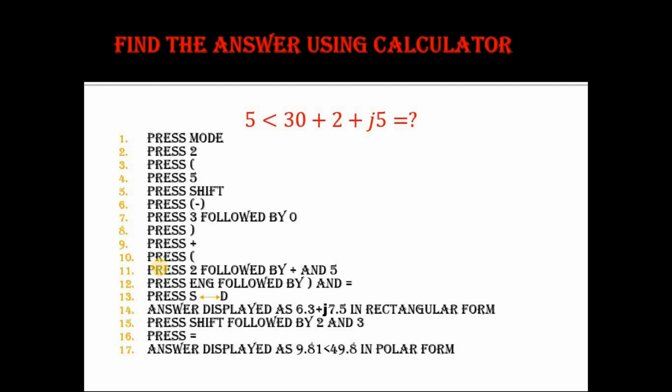So you know how to convert any sinusoidal quantity to polar form, rectangular form and exponential form, and how to convert polar to rectangular, rectangular to polar, and how to solve problems in these different forms.